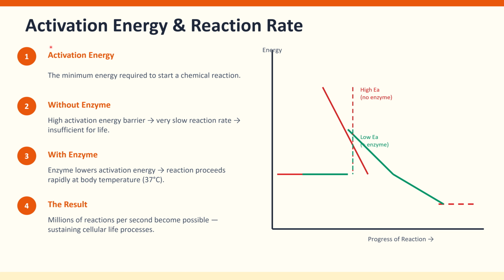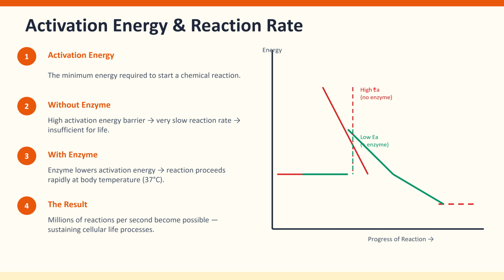Dear students, now listen carefully to understand the activation energy. If you want to start a fire, you need a spark. In biology, if you want a chemical reaction to start, you need a spark of energy that is called activation energy. But there's a problem. Your body doesn't have enough heat to provide that spark for most reactions. That's where enzymes perform their magic.